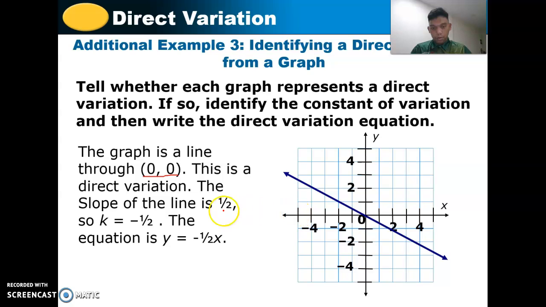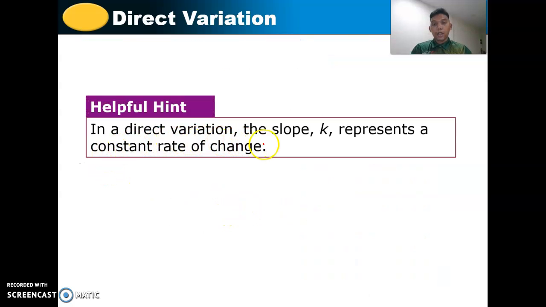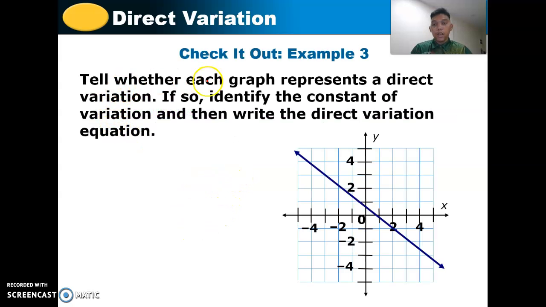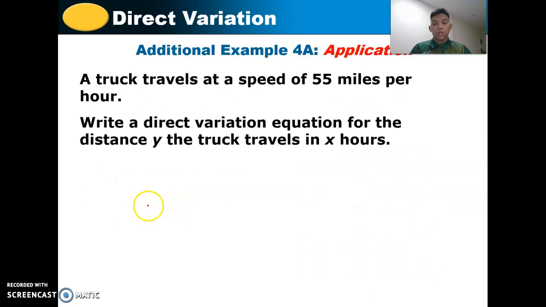Alright, let's go. In a direct variation, the slope k represents a constant rate of change if the graph is given, right? So tell whether each graph, again, same thing. If so, identify the constant of variation and write the direct variation equation. The first thing to check is if the graph passes through the origin. If it does not pass through, then it's not a direct variation. This is not a direct variation.